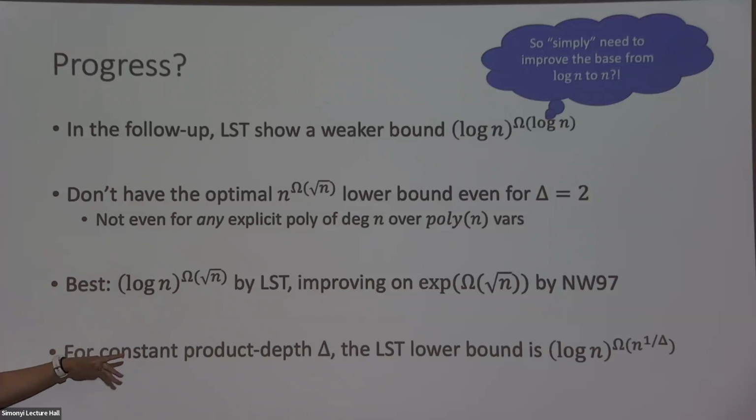And you can ask the analog for any constant depth, of course. Like, what's the best upper bound for IMM and the best lower bound for IMM? They don't match.